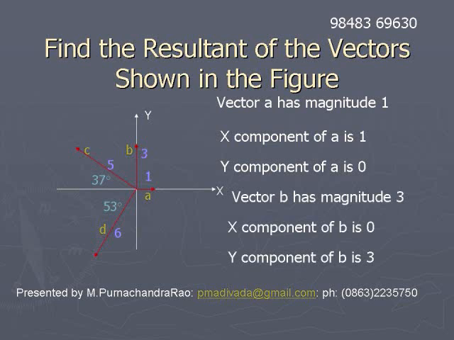The magnitude of B is 3. So its y component will be 3 and its x component will be 0. The x component of B is 0 and its y component is 3.